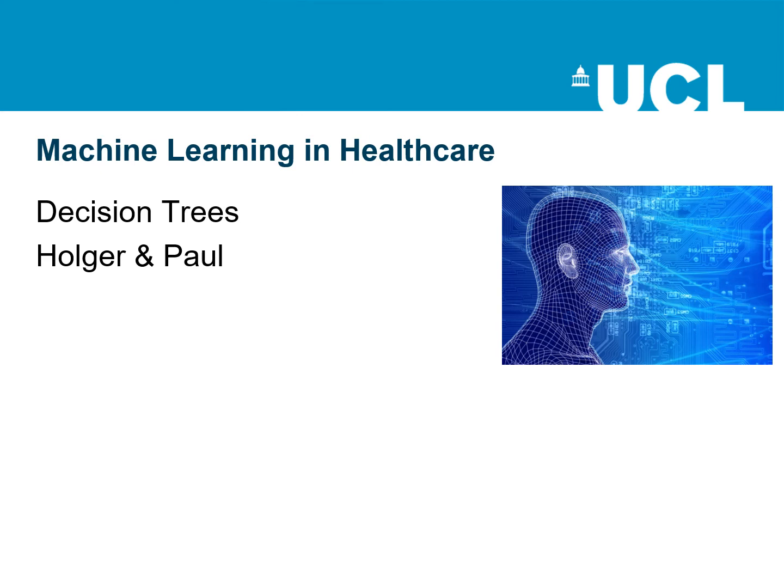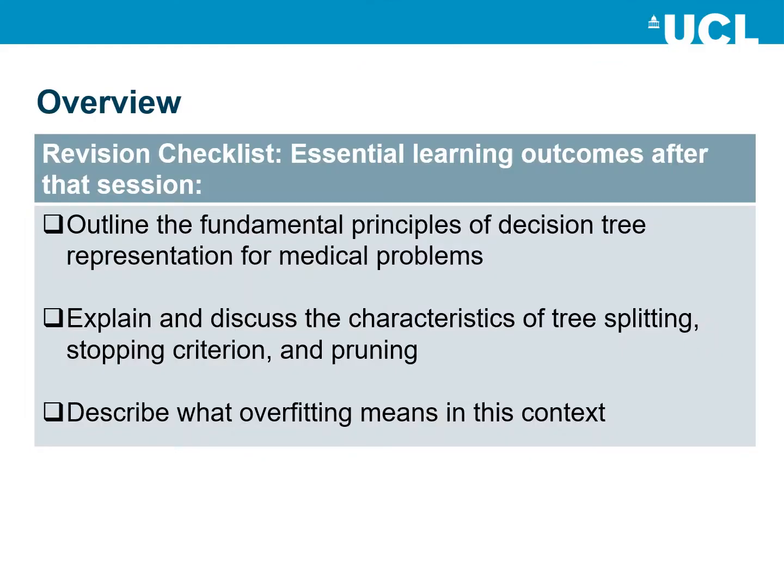In this session, we will talk about decision trees. The talk is divided into the following essential learning outcomes. You should be able to outline the fundamental principles of decision trees to represent medical problems. You should be able to explain and discuss the characteristics of tree splitting, stopping criterion, and pruning. And you should be able to describe what overfitting means in this context.